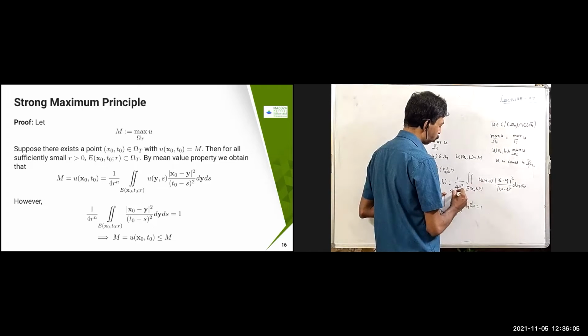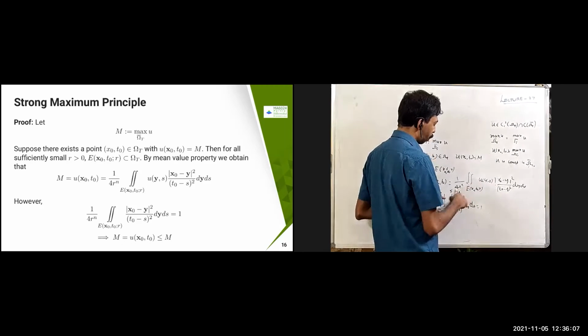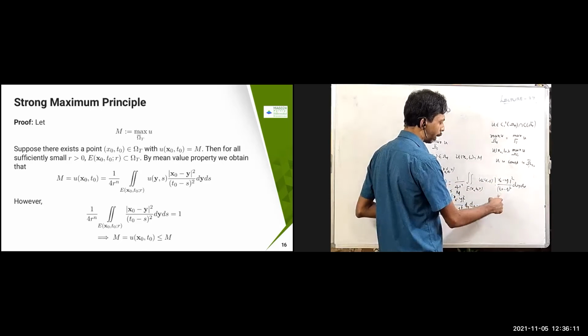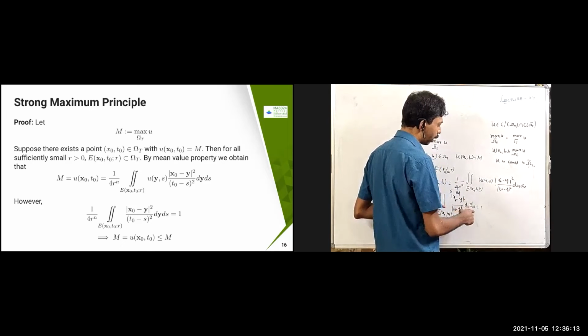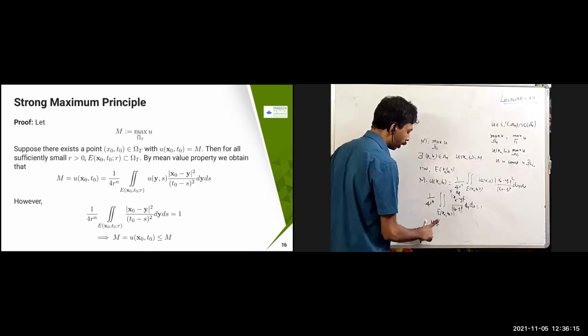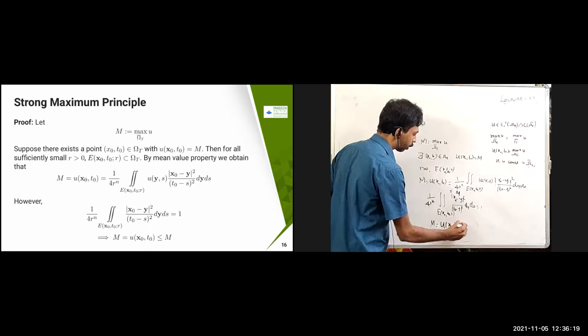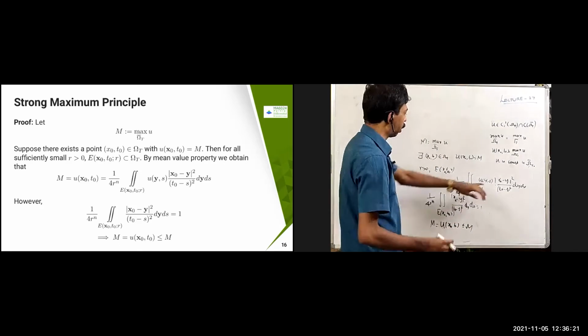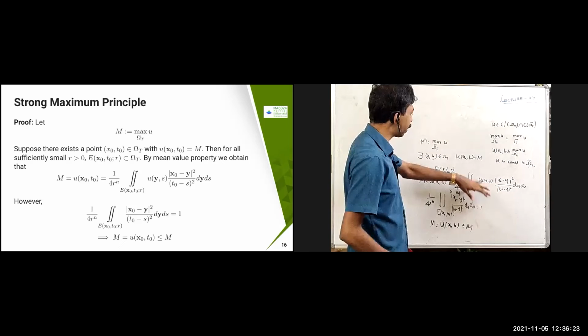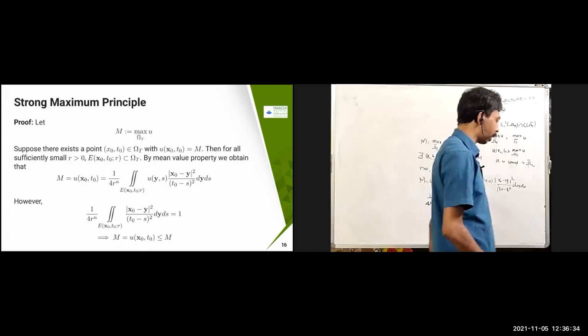So this is going to become M times the integral of 1 by 4 r power n x naught minus y whole square divided by t naught minus s whole square dy ds, and that is going to be 1. Therefore, M equals u of x naught comma t naught is less than or equal to M, because u of y comma s, the maximum itself, is M. So M is less than or equal to u of x naught comma t naught, which is less than or equal to M.